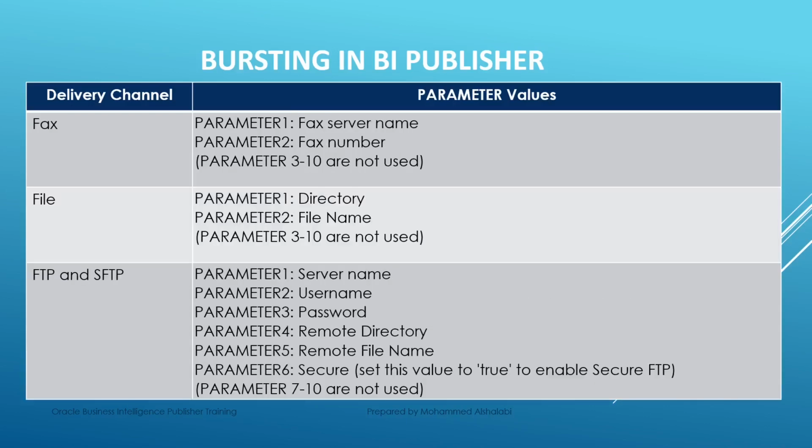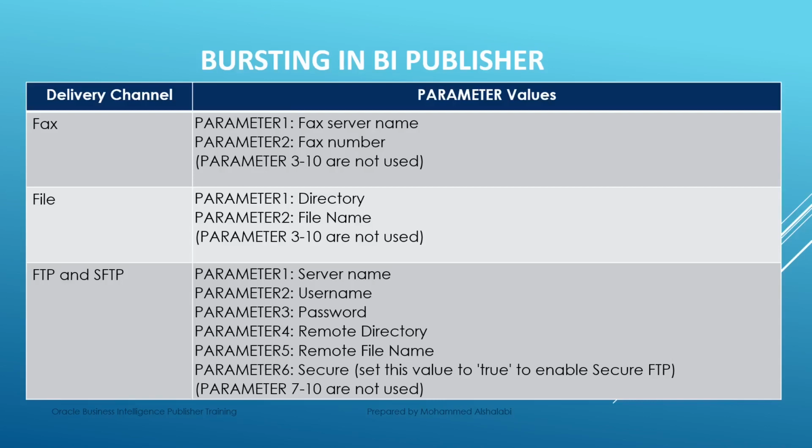For fax we have 3 parameters: fax server name and fax number; 3 to 10 are not used. For file, parameter 1 is the directory where you want to save your files. Parameter 2 is the file name. Parameters from 3 to 10 are not used.